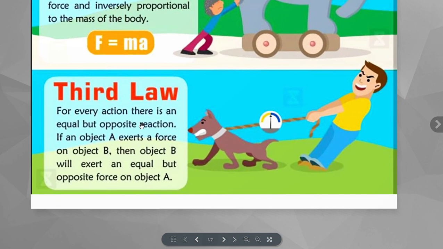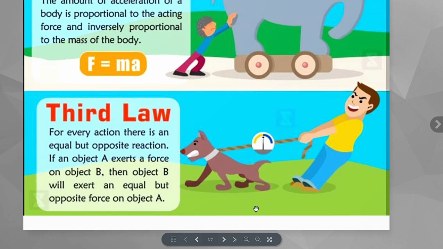Third law of motion: for every action there is an equal but opposite reaction. If an object A exerts a force on object B, then object B will exert an equal but opposite force on object A. Here you can see that the dog is moving forward and the owner is moving backward. Here the balance is maintained. The dog is moving forward, so the owner is pushing from behind, but the balance remains constant in this condition.